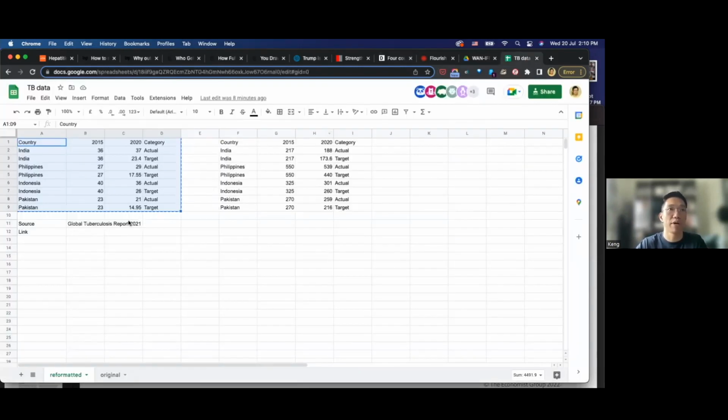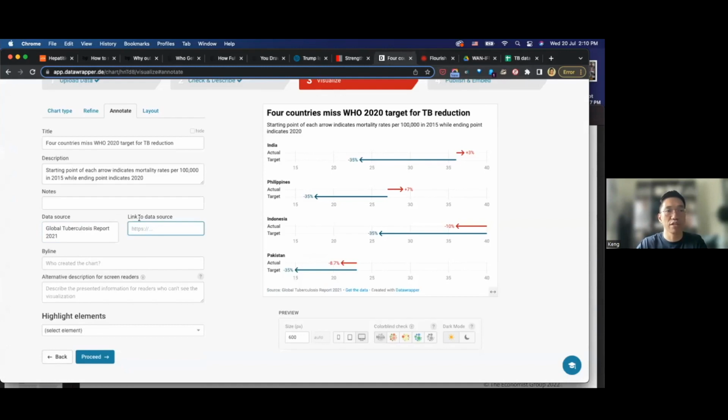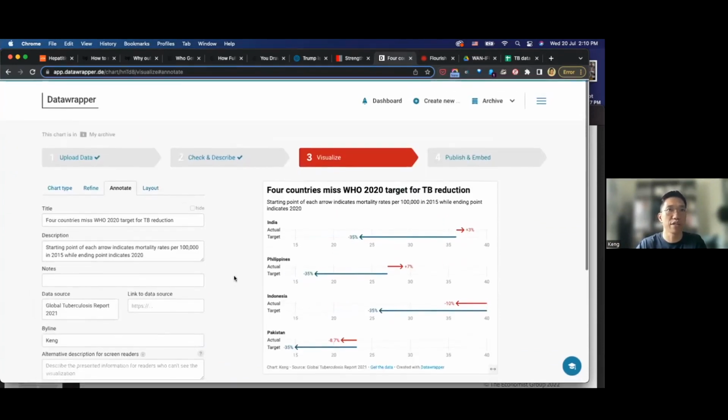I still remember my data source is from Global Tuberculosis Report. If you have a link that you want to link to your data source, you can put in the link. If you want to put a byline, who made it, I'm going to put King, right? And you can also highlight elements. Yeah, I don't want to do that.